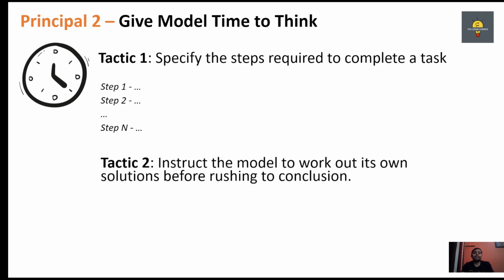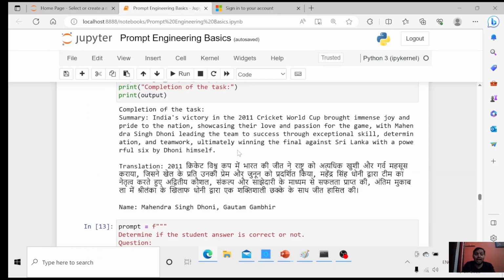Let's move to the next principle, which says instruct the model to work its own solution before rushing to the conclusion. So if we are doing some evaluation task or comparison task, we should ask the model to perform its own solution rather than asking for a conclusion straight away. There are chances that if you just ask for a conclusion, and you don't give the model time to perform its own solution, it might lead to an incorrect answer. So let's see in Python a similar scenario.